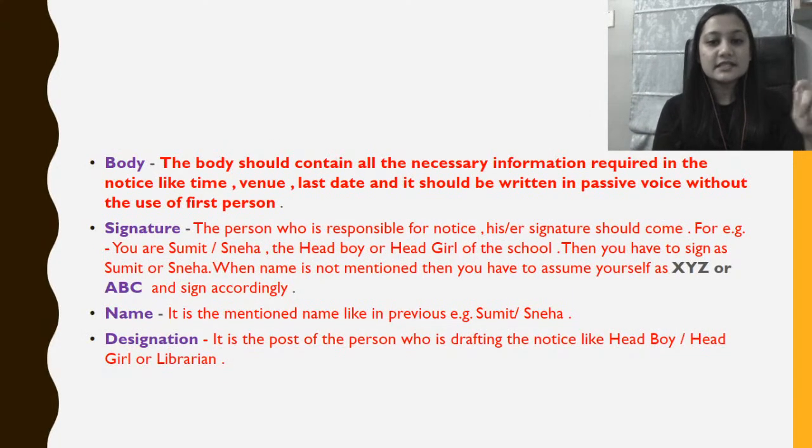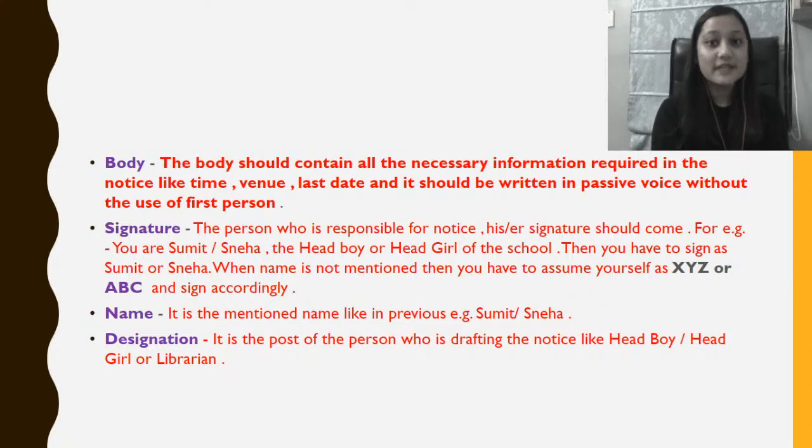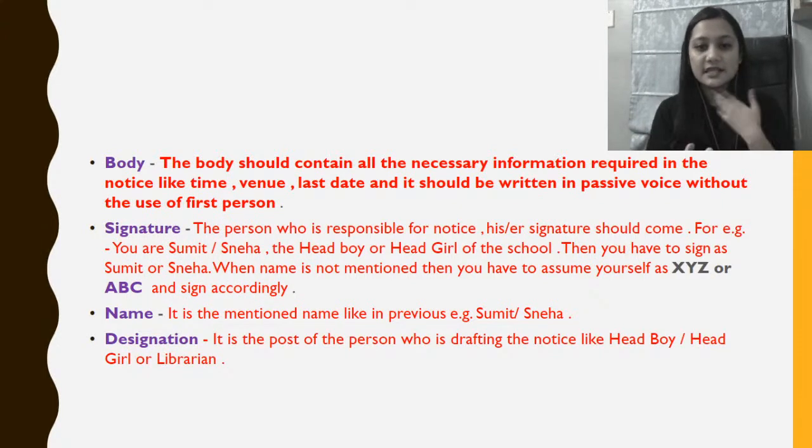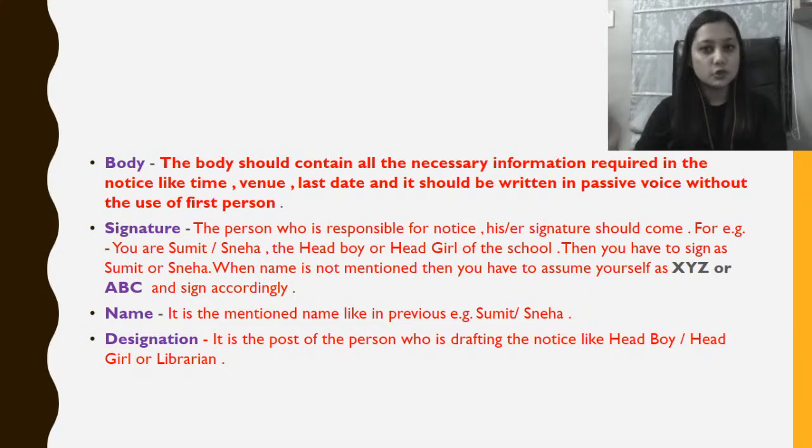So the body should contain all the necessary information required in a notice, like time, venue, and last date for any sort of registration. For example, if it's about a music competition, you need to tell everybody that this is the last date till the time you can confirm your name. So you need to mention the last date, and it should be written in passive voice without the use of first person. You simply can't write I throughout the notice. You cannot mention I there.